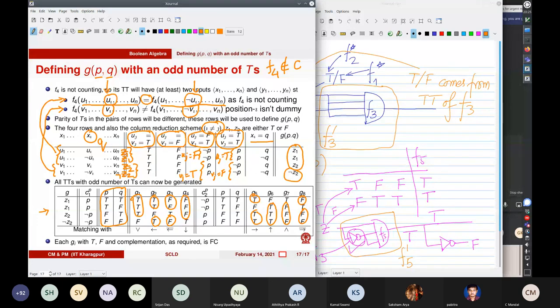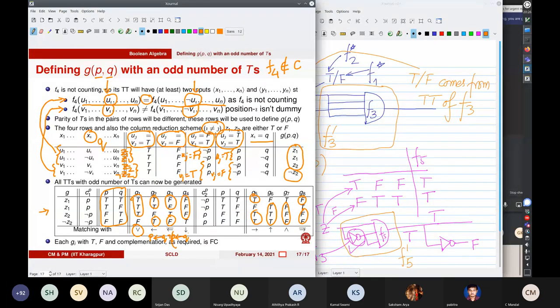By enumerating these possibilities, you get 8 functions: G1, G2, G3, G4, G5, G6, G7, G8. And if you look at the truth tables, you find that this one is OR, this one is reverse implication. Reverse implication means P is implied by Q. This one is the opposite of that. This is P is not implied by Q. So you could write it like this if you like.